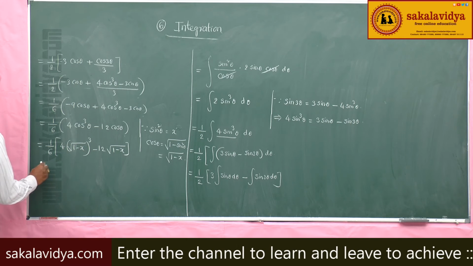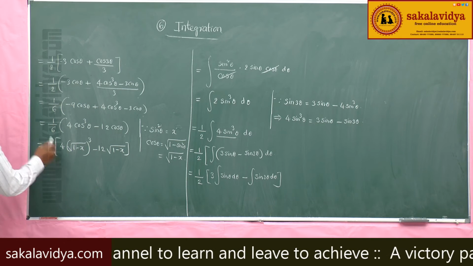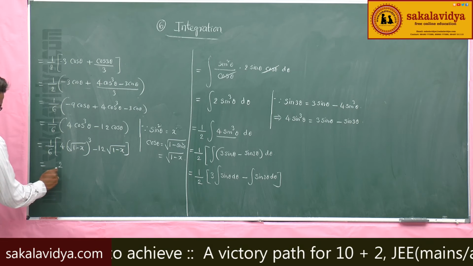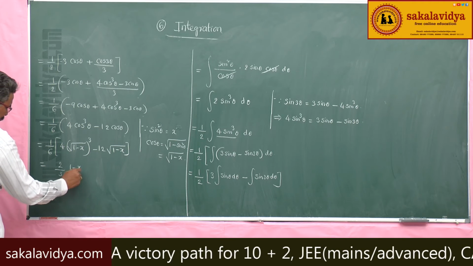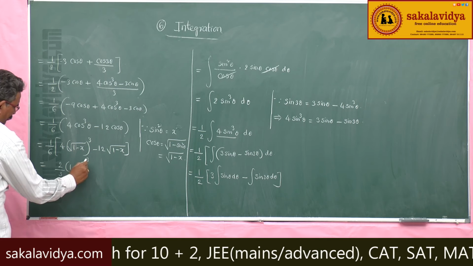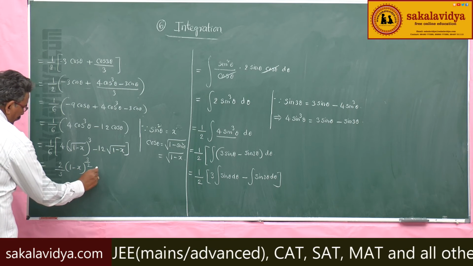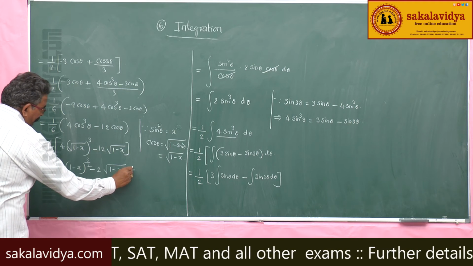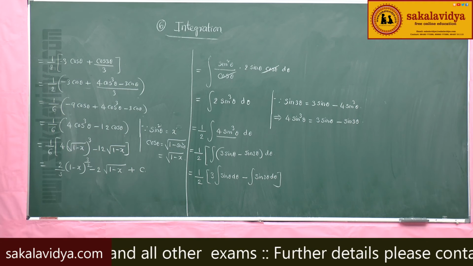So this can be written as 2 by 3, 1 minus x whole to the power of 3 by 2, minus 2 root of 1 minus x plus constant of integration.